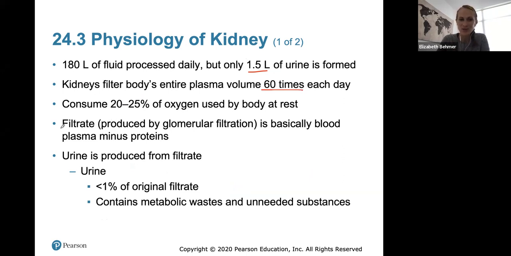The filtrate, which is produced by glomerular filtration, is basically the blood plasma minus protein. So proteins and red blood cells should never be in your urine because they're too large to pass through that filtration membrane. Urine is then produced from the filtrate, and it's less than 1% of the original filtrate. So most of your filtrate, water and different substances, will get reabsorbed back into the bloodstream, and about 1% of the original filtrate will go on to form urine, which will be excreted from the body. And your urine will contain metabolic wastes and other unneeded substances that your body doesn't need.